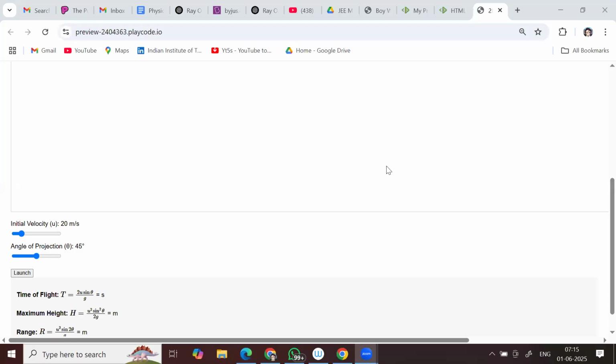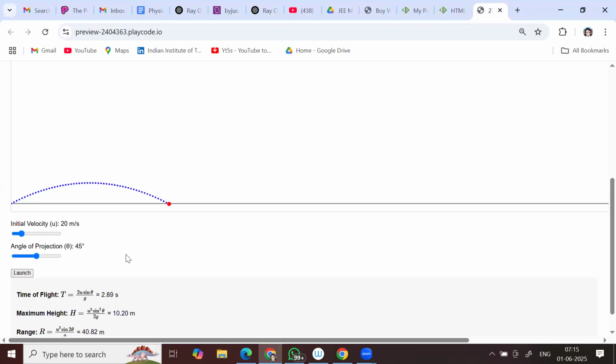Hi, in this video, we'll be covering concepts of 2D projectile motion. We'll be covering the time of flight, maximum height achieved, and range. And all of these we'll be understanding with the help of a simulation like this. So let's get started. So what happens when a projectile is launched?